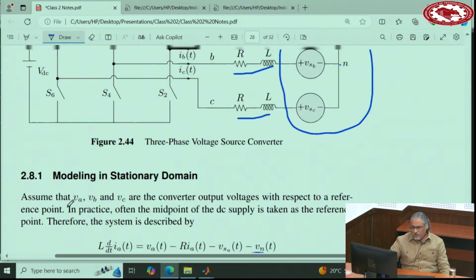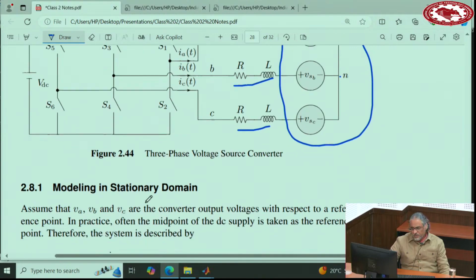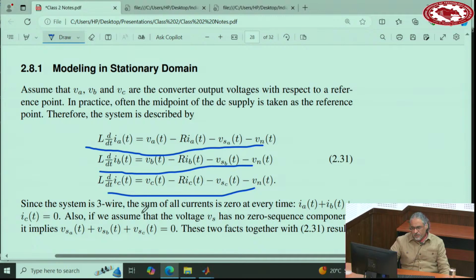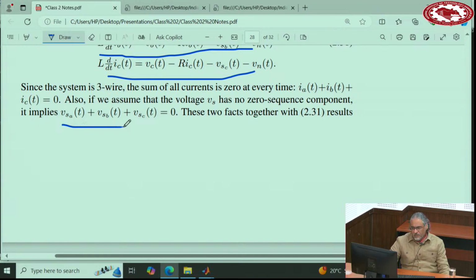Now, in this course, again, I only use 3 wires. I don't use a ground connection between the left side and the right side. So IA plus IB plus IC is 0 when you have no neutral connection. Also, assume that the voltage Vs has no zero sequence component, so this summation will be 0. These zero sequence components, again, I will talk about at the beginning of chapter 7.